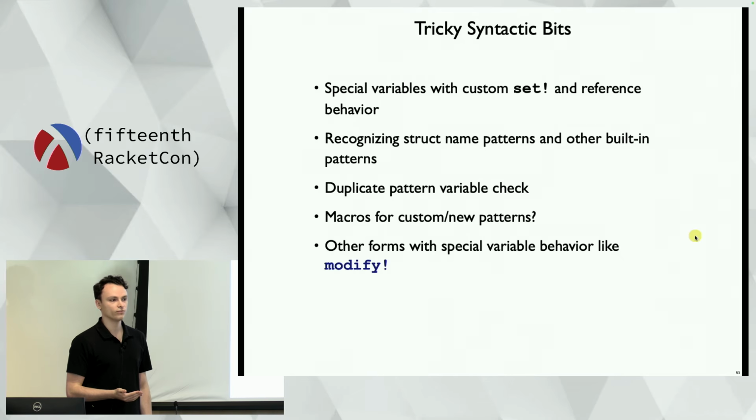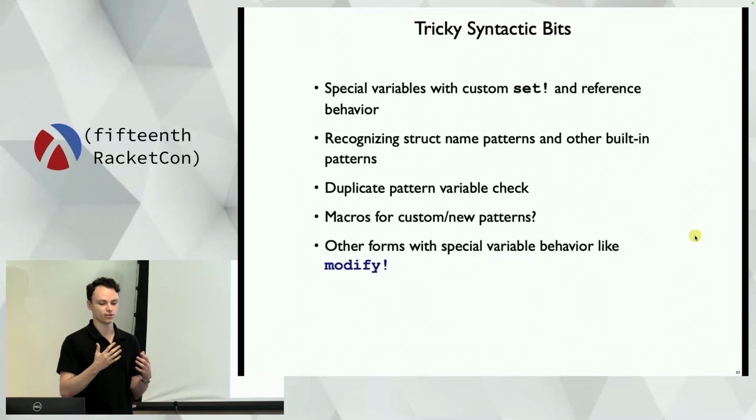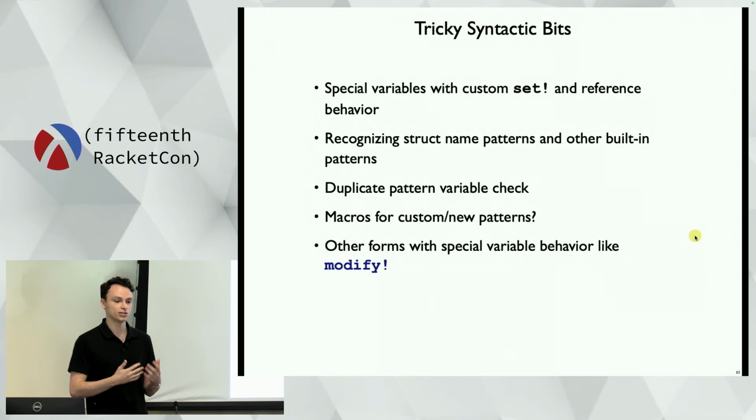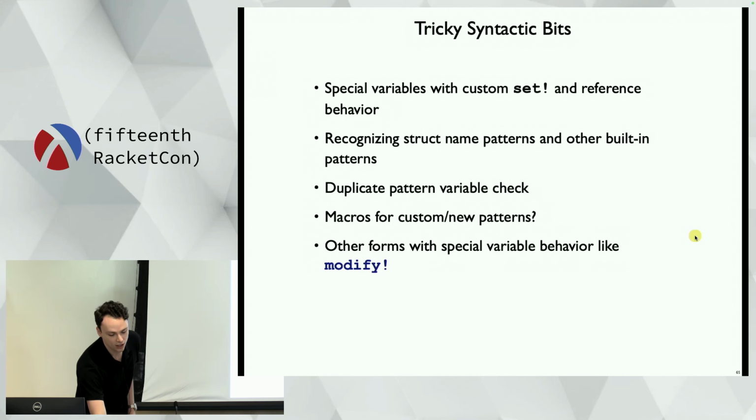And it would be convenient if we could allow users to make macros for new patterns, and also us as the implementers, so we can have syntactic sugar, so we can have patterns in terms of other patterns. And we also have modify bang, which is kind of like set bang, but it's not a built-in thing. So these last two in particular are tricky, because for macros, you basically need to make your own expander, and for modify bang, you need to do some fancy transformer stuff.